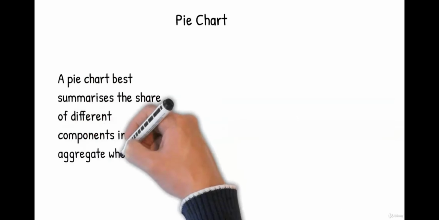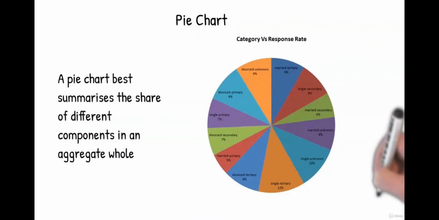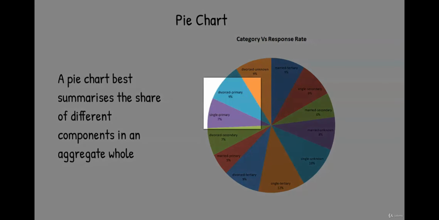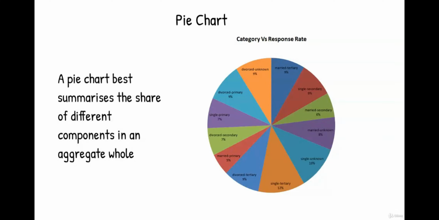Now a pie chart best summarizes the share of different components in an aggregate whole. If you want to analyze the proportion among the different categories, the pie chart is used. But sometimes a pie chart may create some confusion also, because it is very difficult to analyze if the values of the categorical variables are too close. For example, in this case, diverse primary is 9% and single primary is 7%. If we did not have this value, then it would have been very difficult to differentiate between the purple and the blue color and find out which one has more area. So this is one of the limitations of the pie chart.